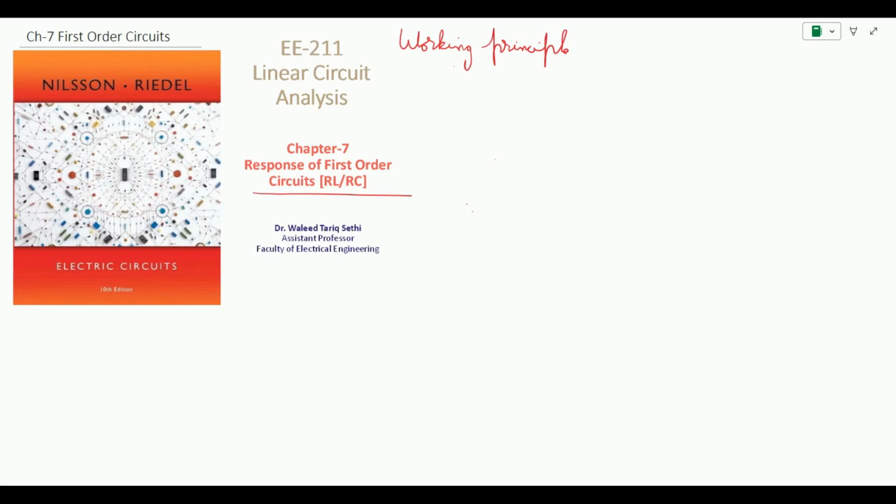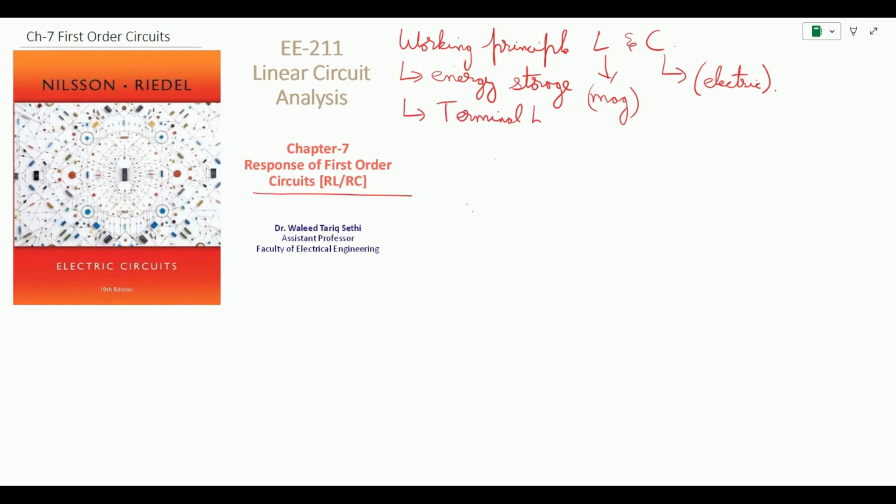inductors and capacitors. We know that both these circuit elements behave as energy storage devices, where the inductor stores energy in the form of a magnetic field and the capacitor stores energy in the form of an electric field. We also talked about their terminal behavior, where we looked into the governing equations for the voltages and currents flowing through these elements.